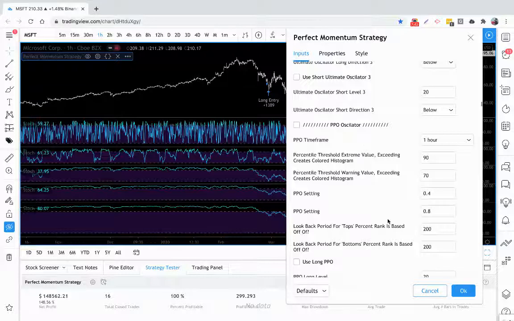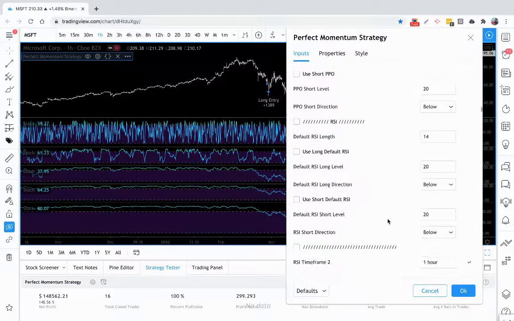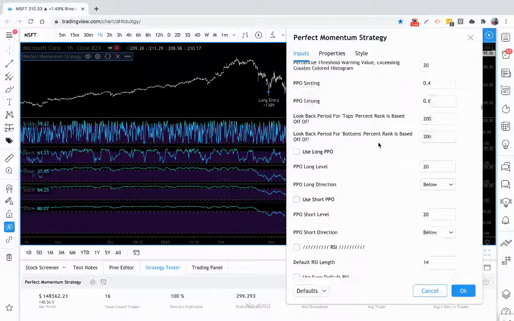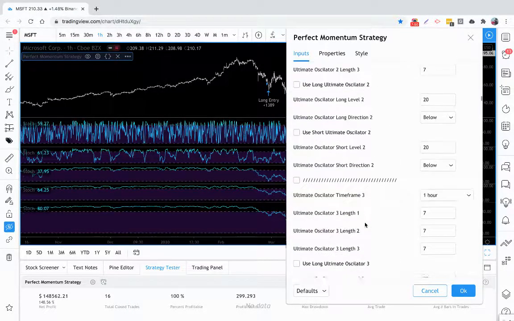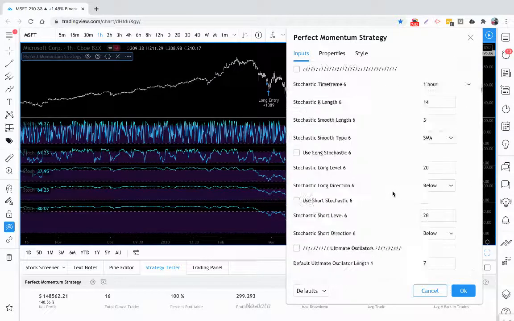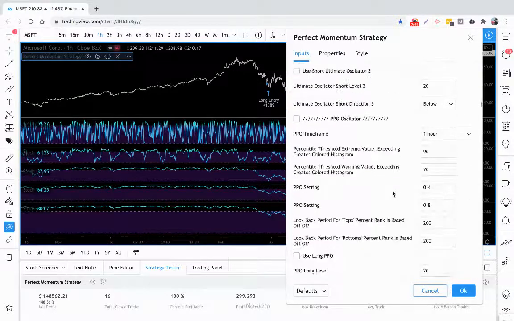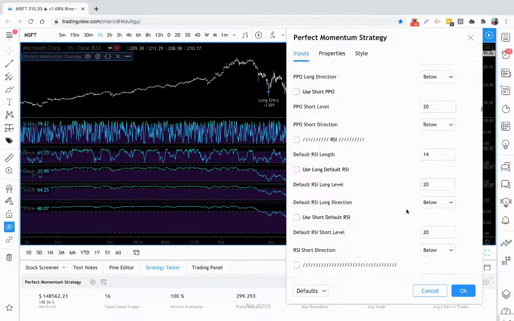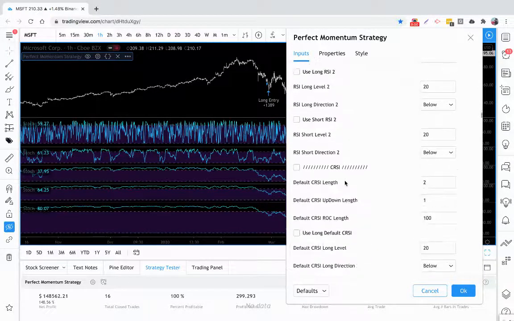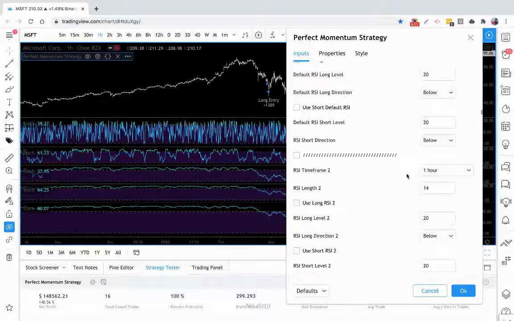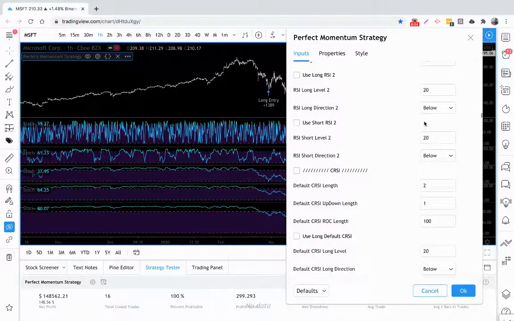So again, you can define your settings for that. You have one of those. And again, you can combine that. You could use it by itself, or you can combine it with any ultimate oscillator or any stochastics. Then you have RSIs. You can do the same thing. You have 2 RSIs. Each has their own time frames. You could use those to long or short with.